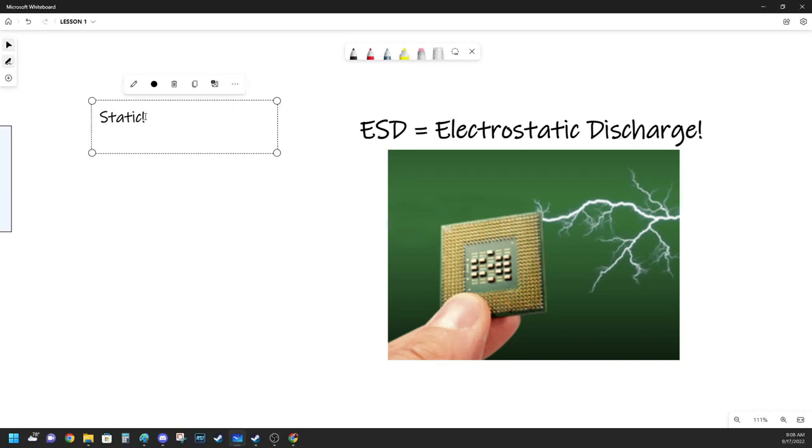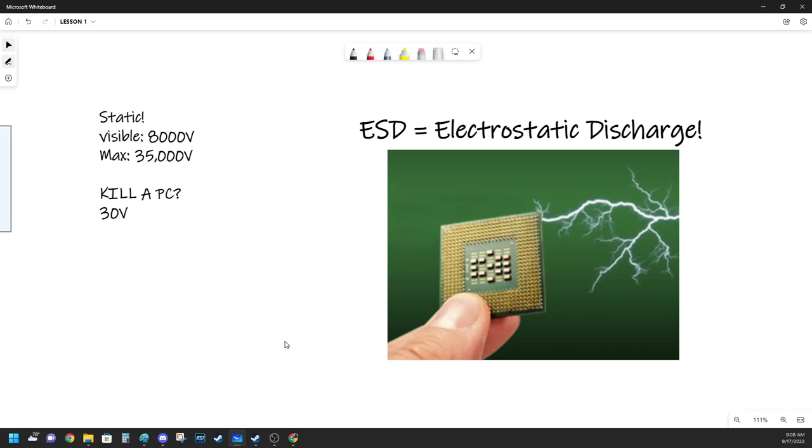Same thing. But rubbing your feet on carpet and static shocking something, if it's visible, that's 8,000 volts. In an office environment with carpet especially, static shock can be up to 35,000 volts. How much voltage does it take to kill a PC? 30 volts. So especially if you touch your motherboard and you visibly see a shock, you really hope it went to some low power data bus somewhere and not to a key component.